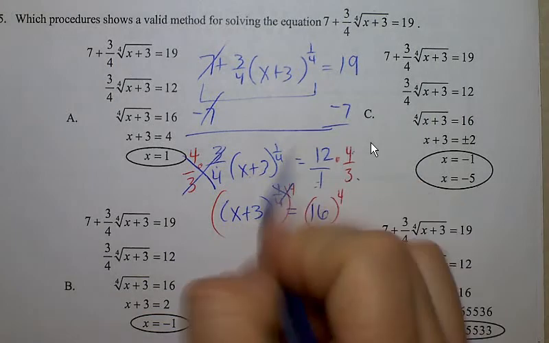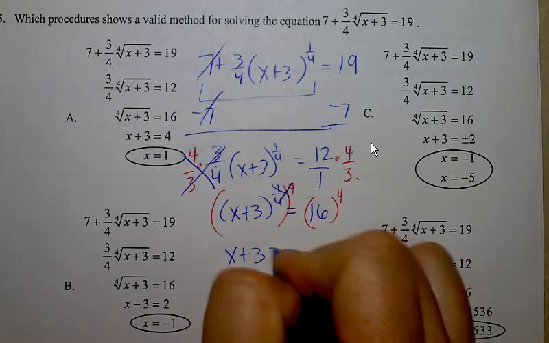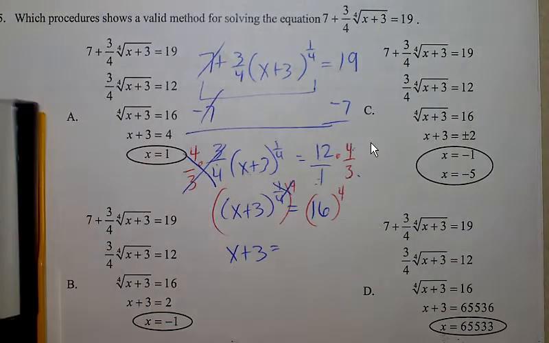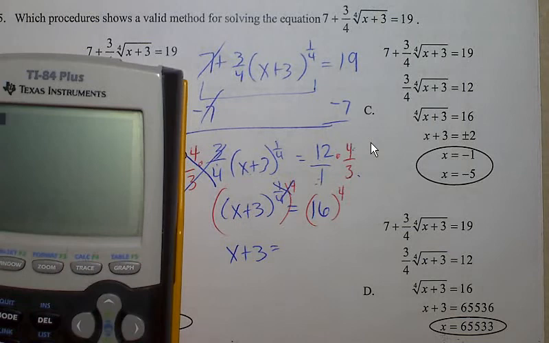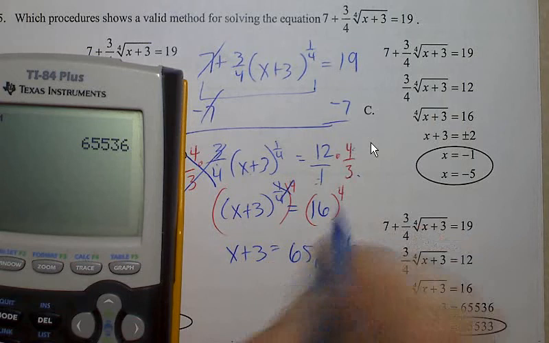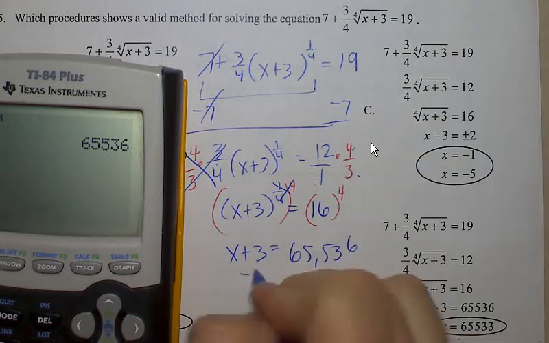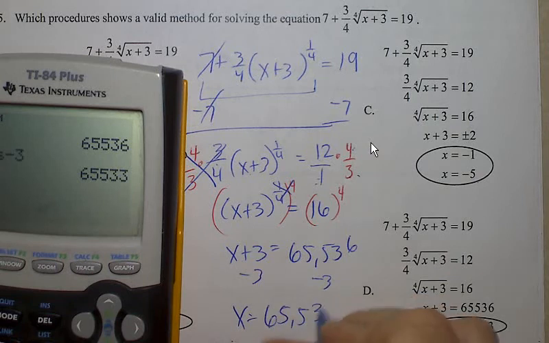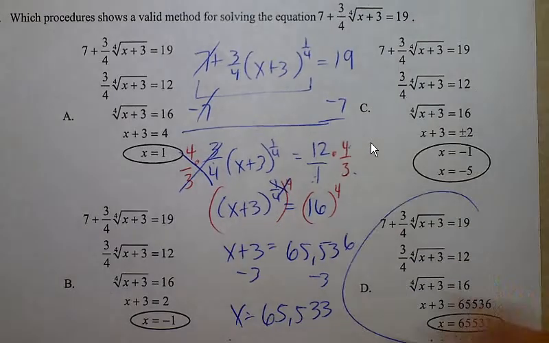Cancels, turns really into 1, and I have x plus 3. Please take 16 to the fourth. And we have this large number, and now the last step is going to be to subtract 3, and I have x equals a final answer of 65,533. Correct answer is D as in dog.